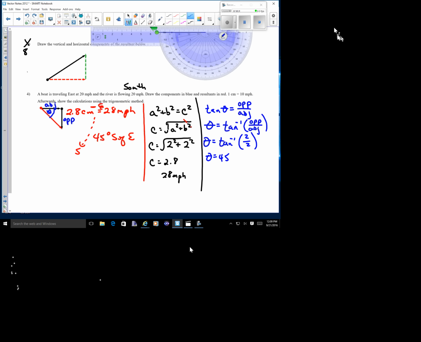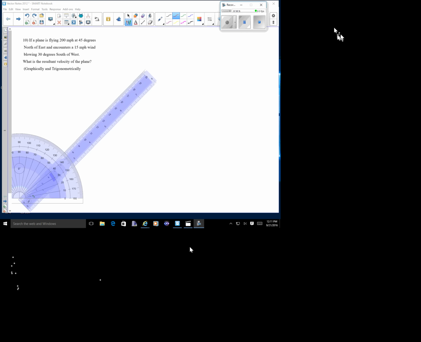Number 10 gets a little challenging here because we have to draw it. We're not going to use trigonometry yet, but we're just going to draw it out. So start down in the lower left-hand part of your paper and put the protractor and the ruler just like I have it. The ruler is going to be going up at a 45-degree angle over the protractor because the plane is flying 200 miles an hour.